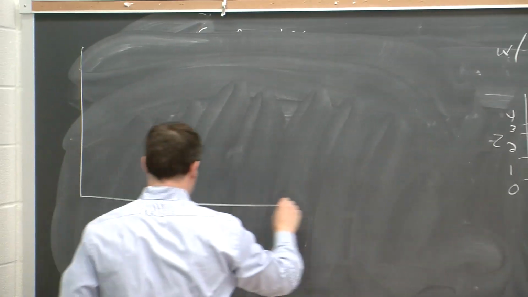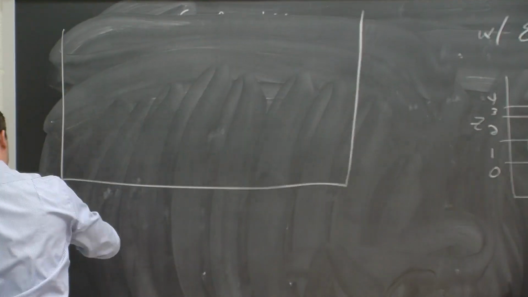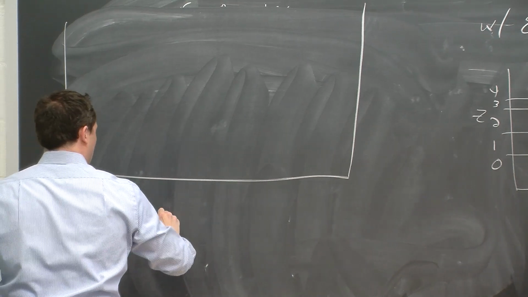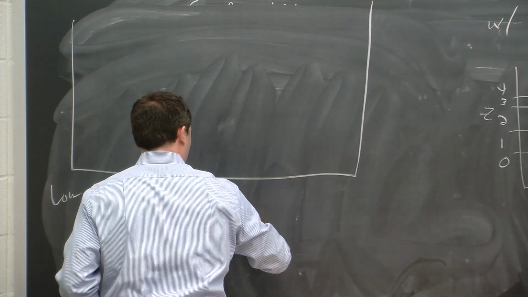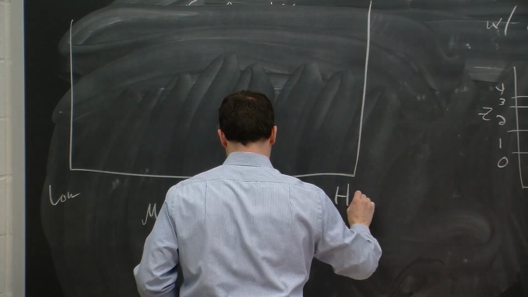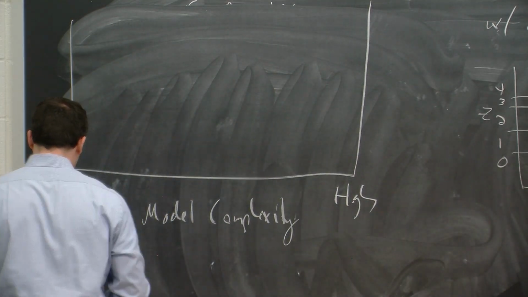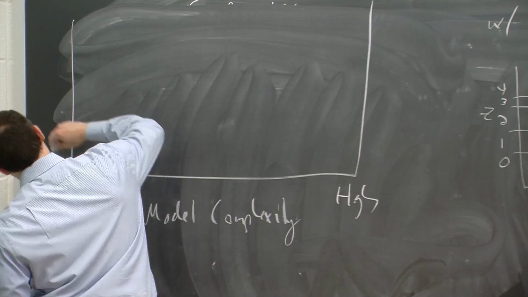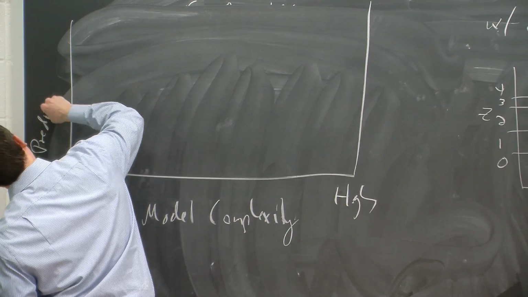Another schematic picture. Think about model complexity as going from low to high. And I have sort of prediction error.